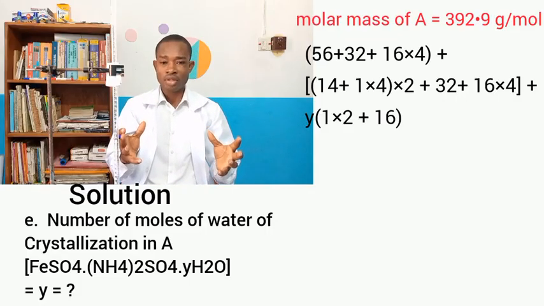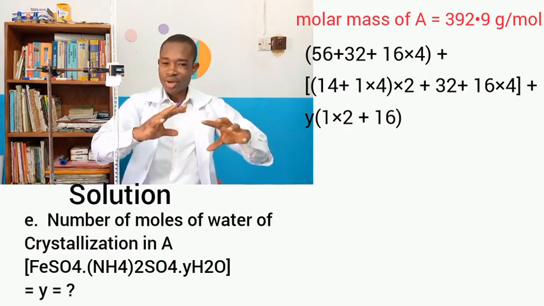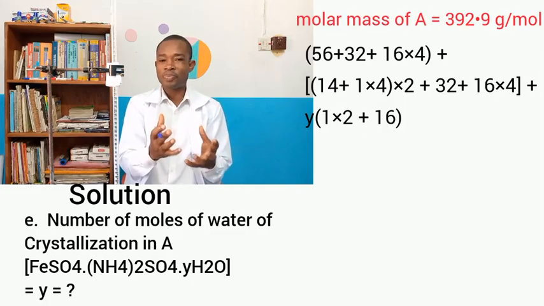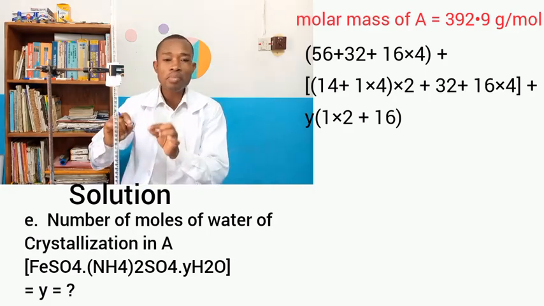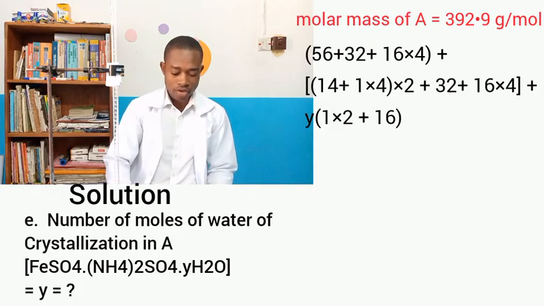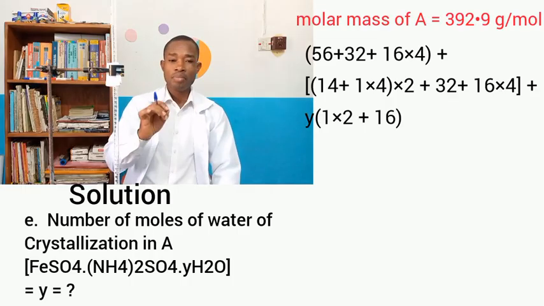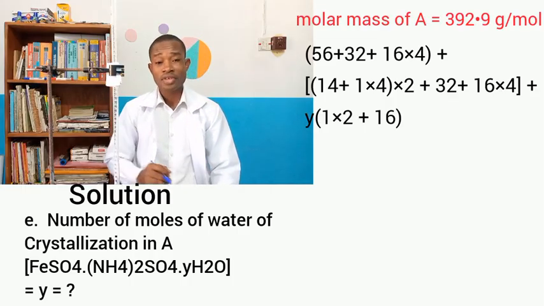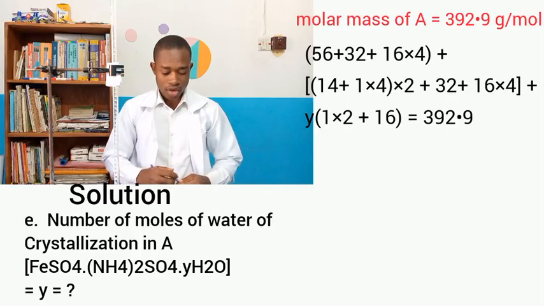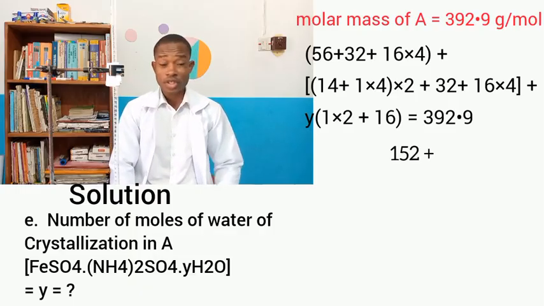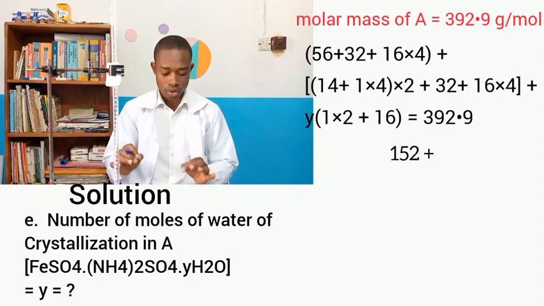With this addition being done, we are going to equate everything. It is expected that this summation of the products of the relative atomic masses and their atomicities will be equal to the molar mass of A. And the molar mass of A we obtained already to be 392.9. So we make this whole summation equal to 392.9. Simplifying the left-hand side further, we get 152, which is the summation of 56 plus 32 plus 16 times 4.